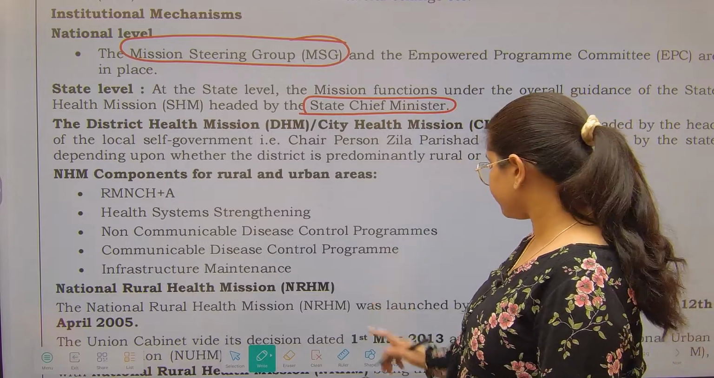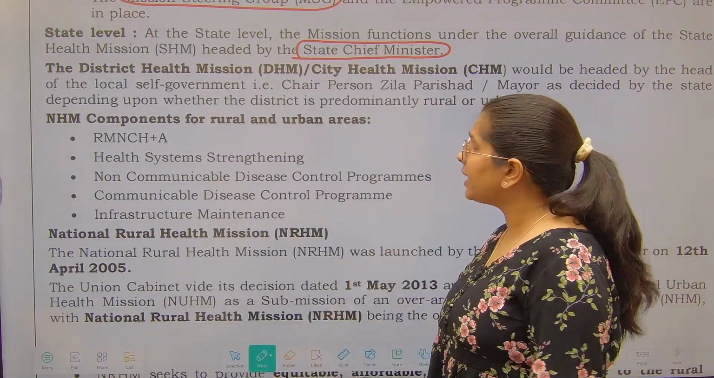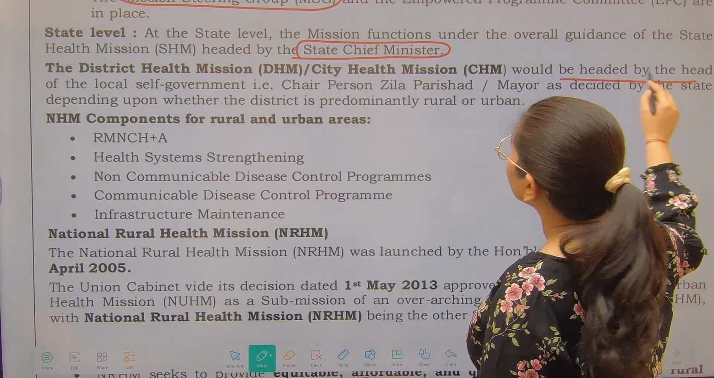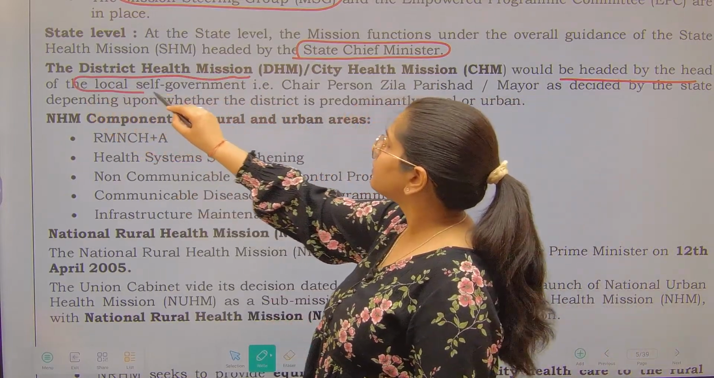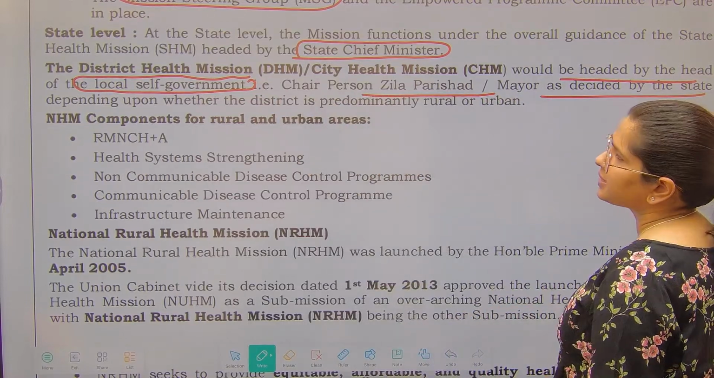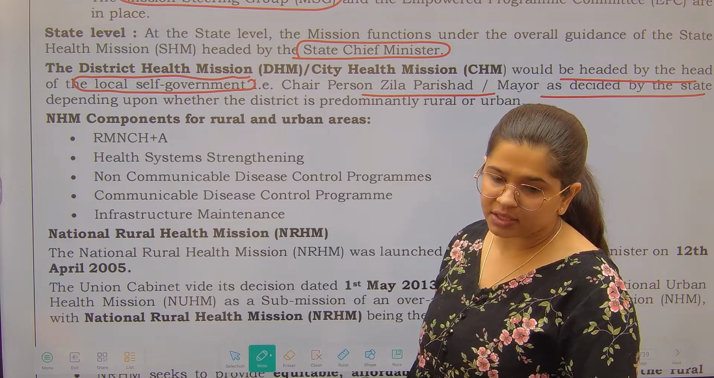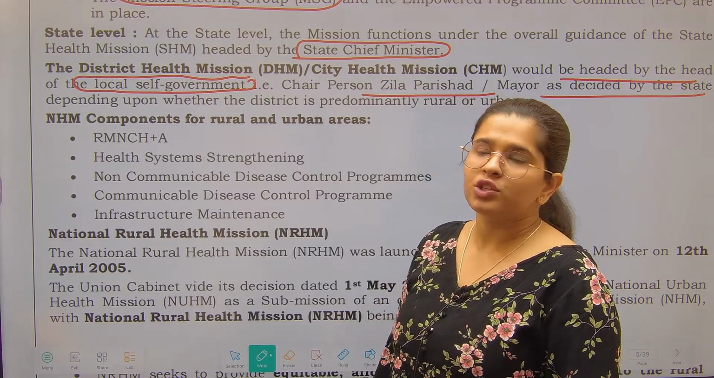Next is district health mission. So at district health mission, let's see who is going to be the chairperson. So it would be headed by head of the local self-government. Maybe it is Jilla Parishad, mayor as decided by the state, depending on district is predominantly a rural district or a urban district.